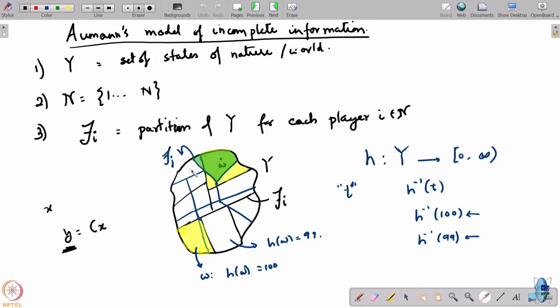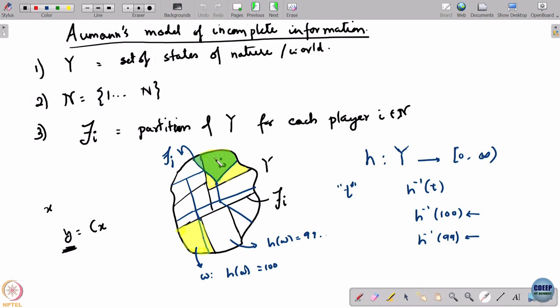Right? Likewise, for another player, let's say player J, he could potentially have a different partition. In this case, these blue colored boundaries were his partitions, and when omega is the true state of the world, all he knows is that one out of this green shaded region is the true state of the world, but not which specific one. Okay, this was the limitation that players had about knowing anything about the world. So this is the coarseness to which they know what the actual state of the world is. Okay.